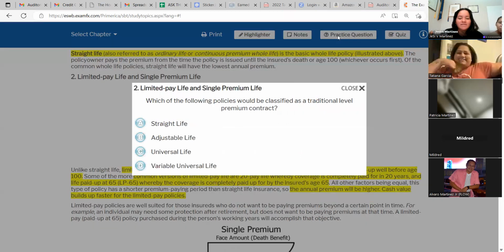All right, which of the following policies will be classified as a traditional level premium contract? Straight life, adjustable life, universal life, variable universal life. Which one do you guys think? I am not 100% on this one, and I am very confused, but I'm going to go with a D. But I think that's wrong. So you might need to ask Miss Ellie over there that she's ready.